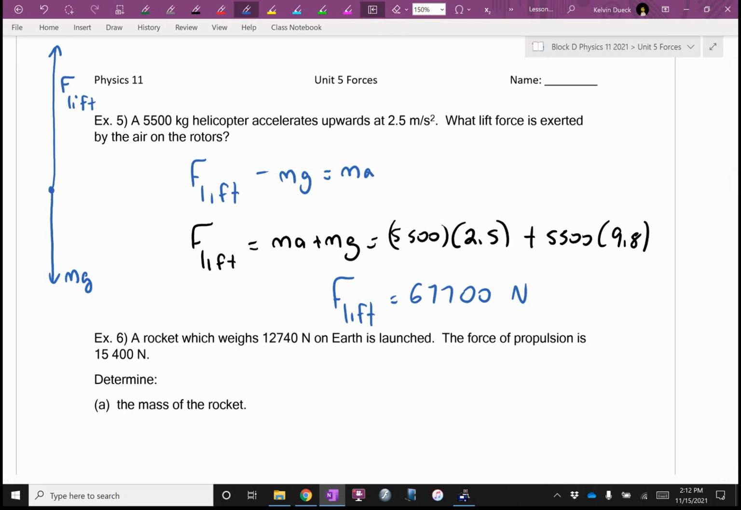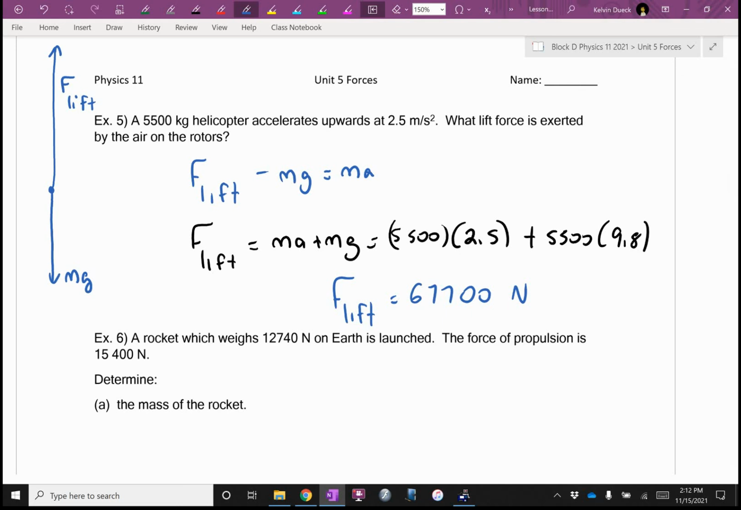What if we're hovering? What would the equation be? F lift plus mg? That's not an equation. You didn't give me an equals anything. What if we're hovering? What's 0?